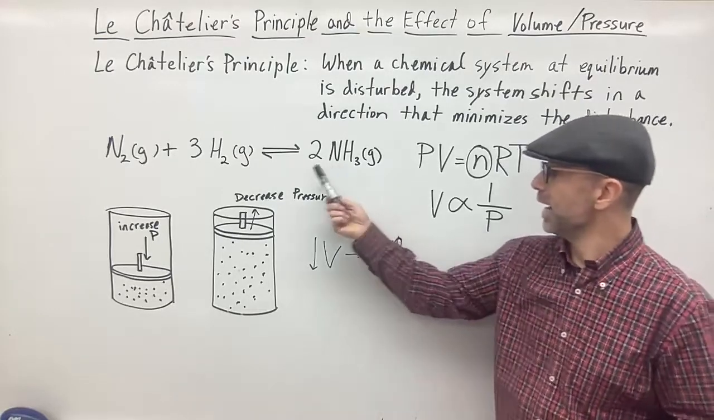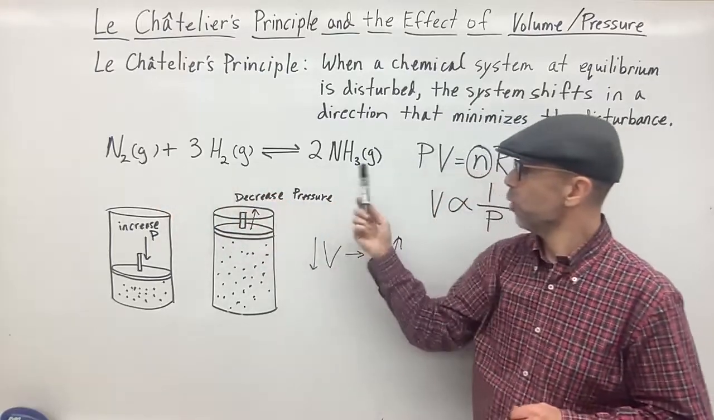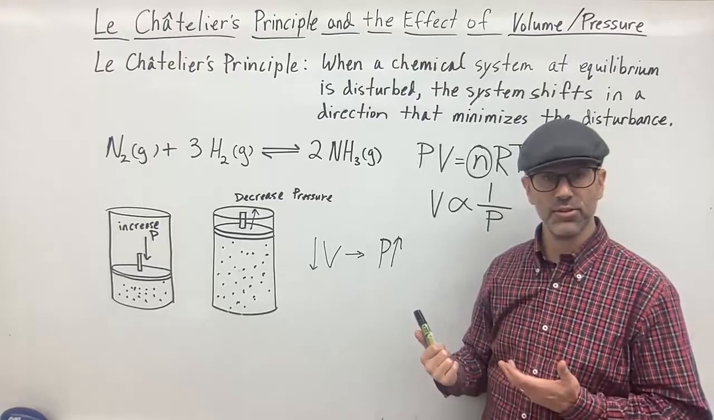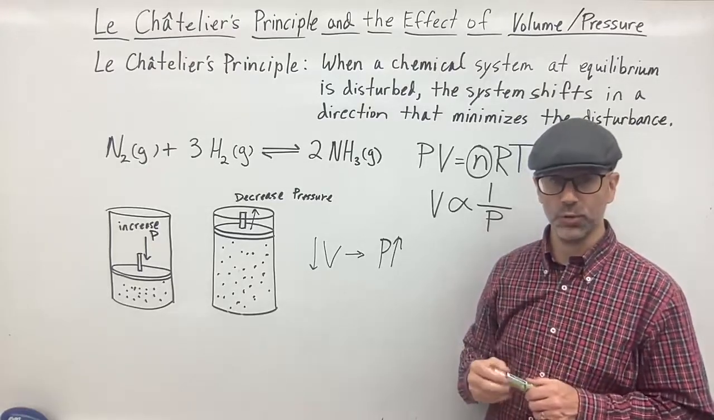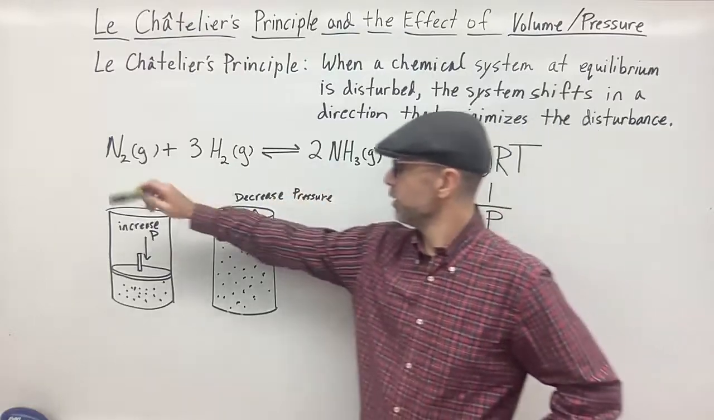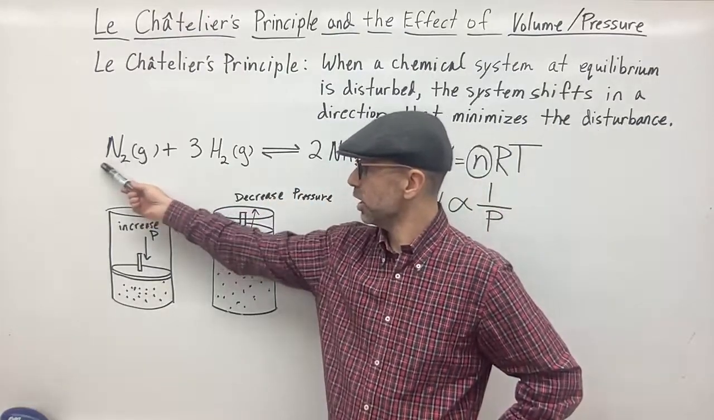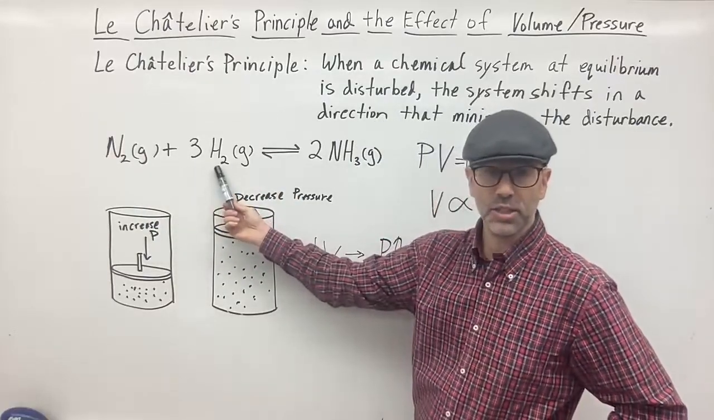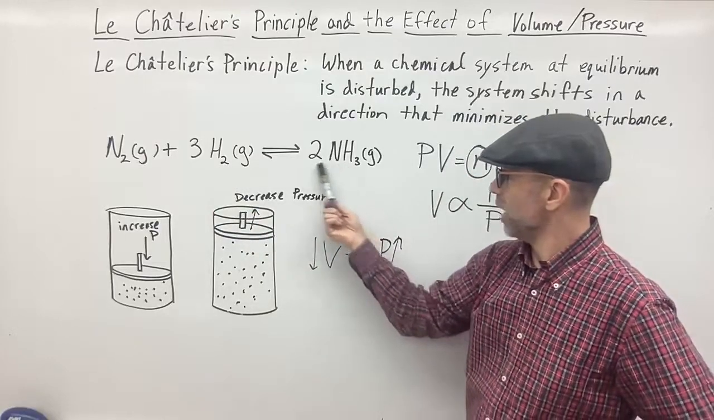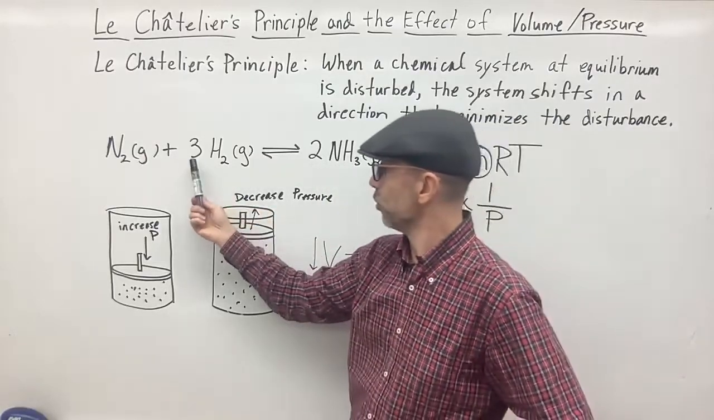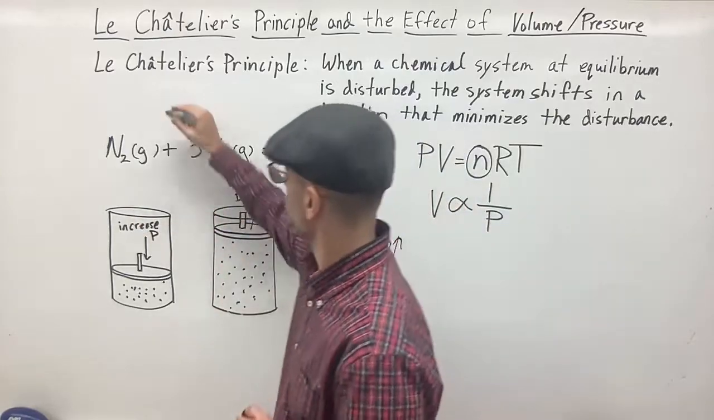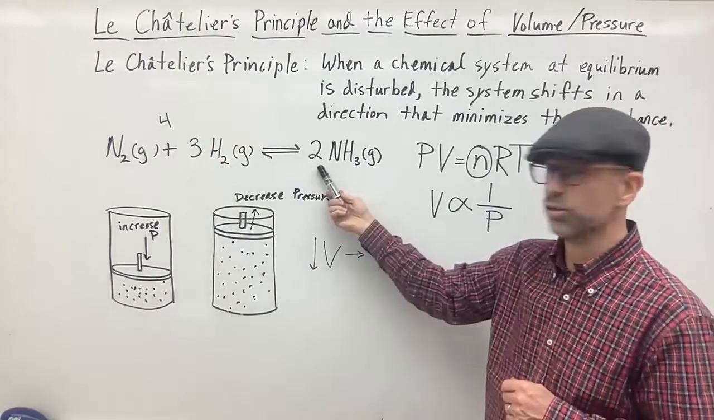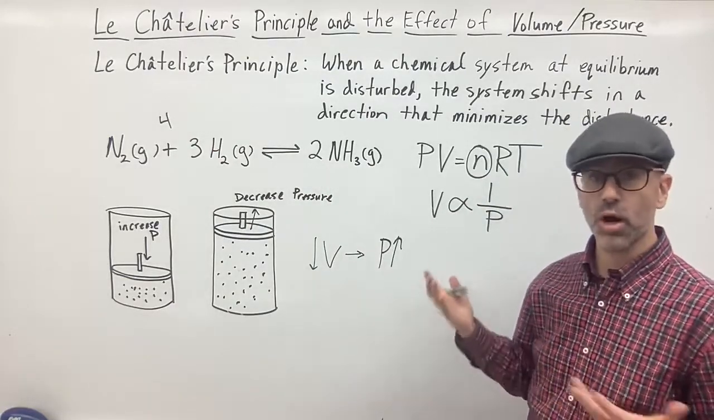Well, if we look at our equation here, what side has more particles, which side has less? And here you're going to want to look at the coefficients. So here we have 1 molecule of nitrogen, 3 molecules of hydrogen, and on this side we have 2 molecules of ammonia. So on this side we have a total of 3 plus 1. That's a total of 4 molecules altogether. And here we have 2. So which side has more particles?